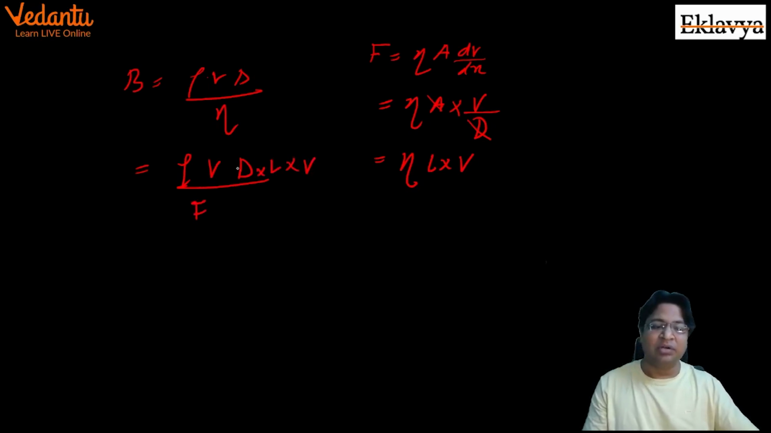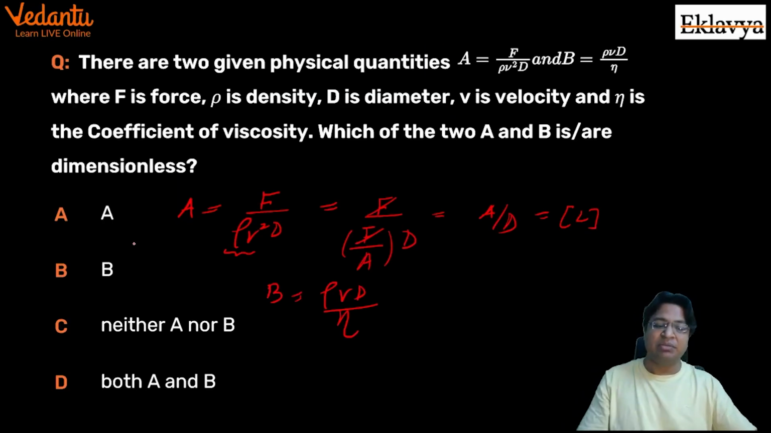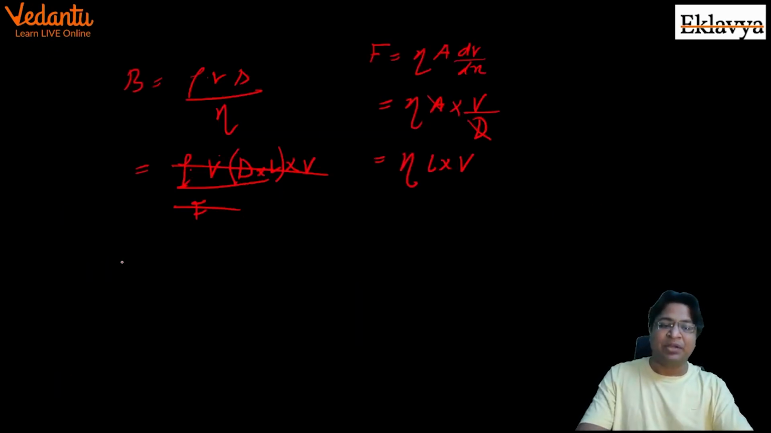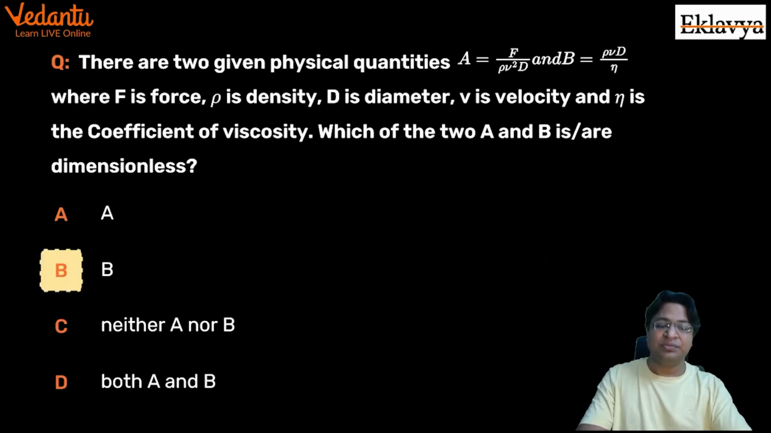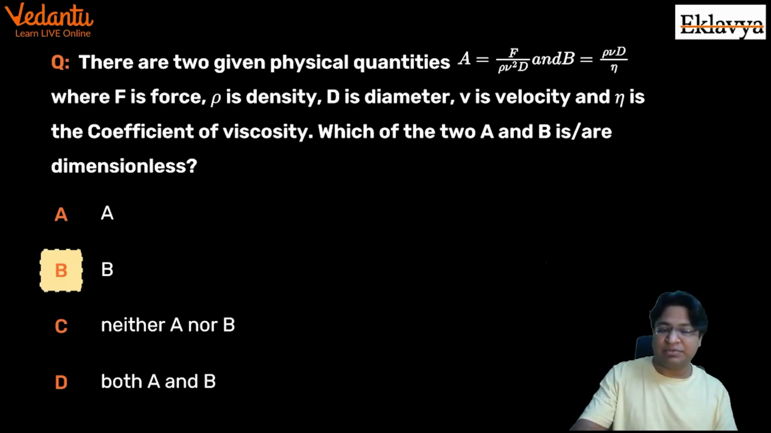Now notice this d into L is area, and rho v square is pressure. Pressure into area is force. So they get cancelled. So yeah, B is dimensionless, but A is not. So option B would be the correct answer. All right, getting this? This question can become very difficult depending upon the formula that you're trying to use. If you don't use the right formula, then of course it can become difficult. Right now, I think it was pretty simple.